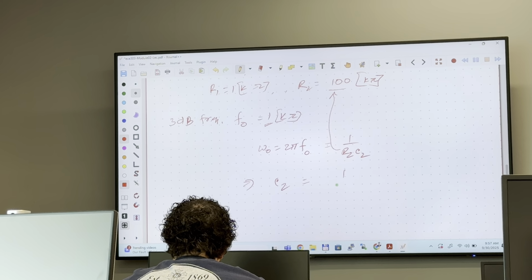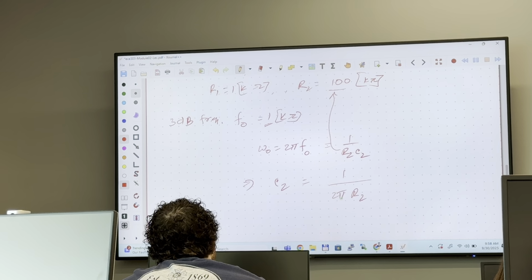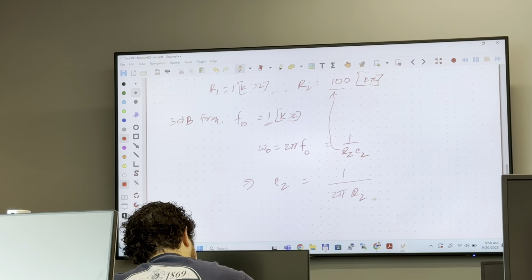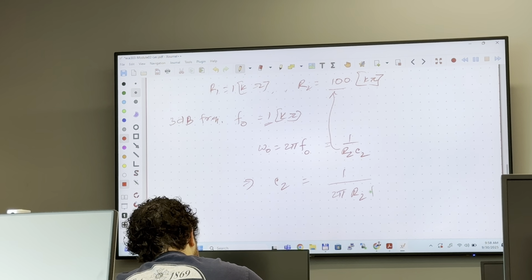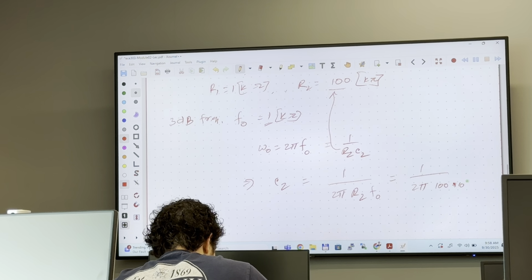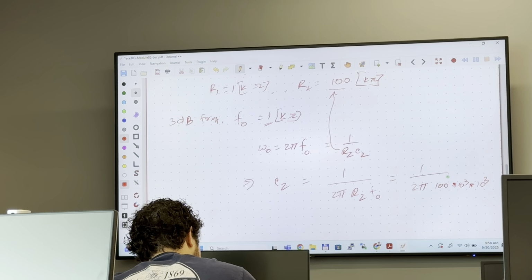So C2 equals 1 over 2 pi R2 F0. Can you calculate it for me, guys? So 2 pi R2 F0 is 2 pi times 100 times 10 to the 3, since 1K is 10 to the 3. How much is it?